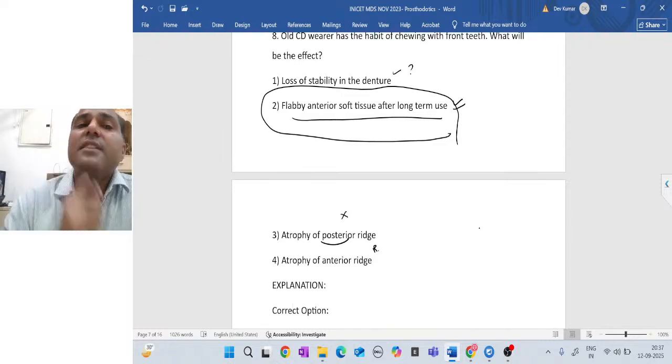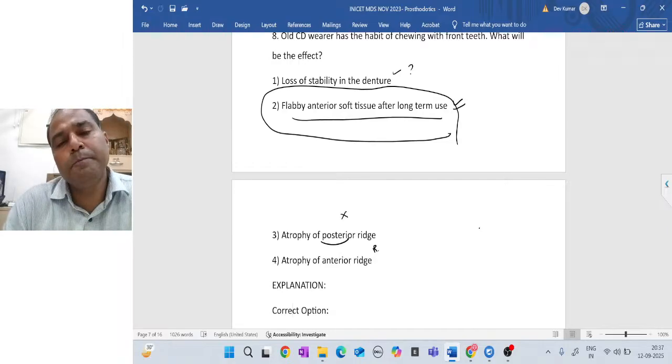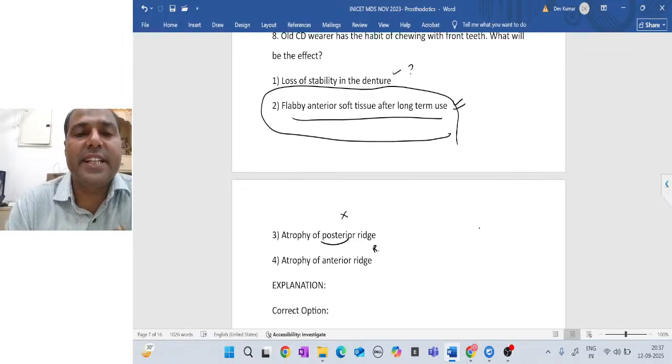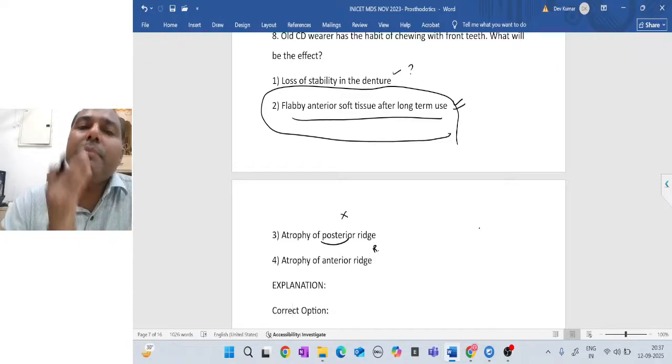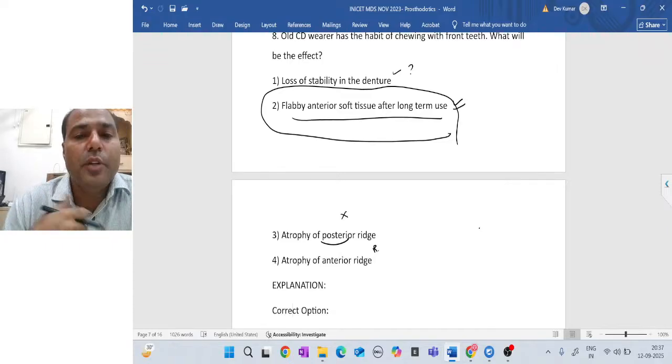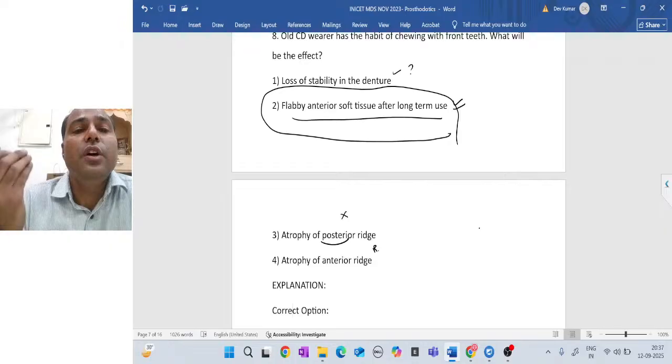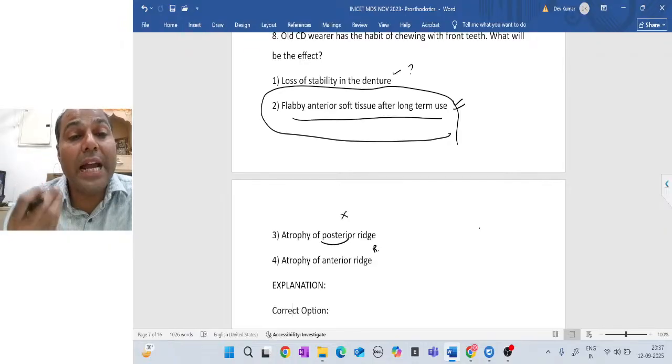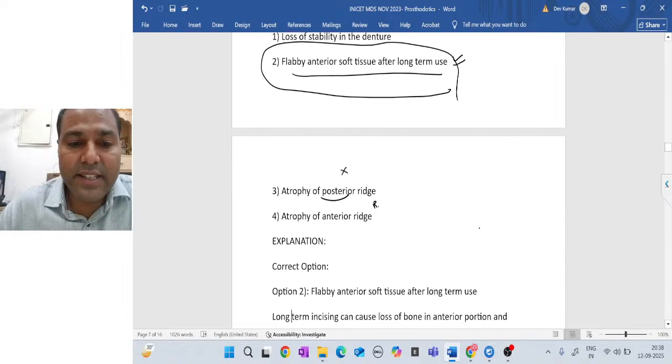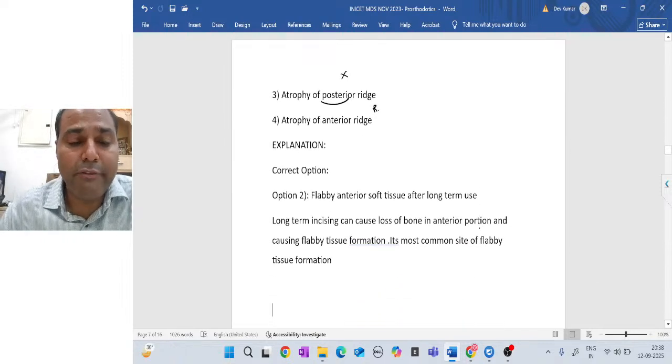But if the patient is constantly eating with the anterior teeth, what will happen? There is a lot of overuse. Rather than disuse atrophy, it is basically overuse of the anterior teeth. So the premaxilla will be hit there. There will be loss of bone anteriorly in the premaxilla that will finally lead to flabby or redundant or hypermobile tissue. Mind you, maxillary anterior is the most common site of flabby tissue formation.